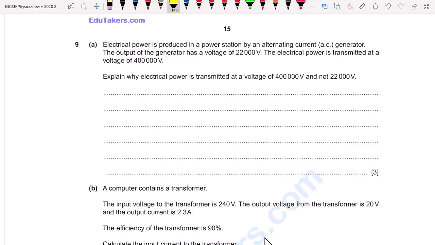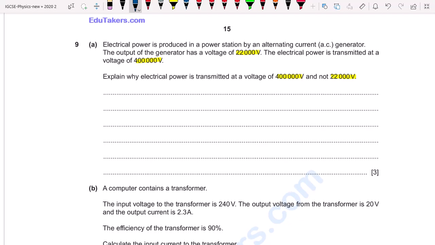Question number 9, part A. Electrical power is produced in a power station by an alternating current AC generator. The output of the generator has a voltage of 22,000 volts. The electrical power is transmitted at a voltage of 400,000 volts. Explain why the electrical power is transmitted at a voltage of 400,000 volts and not 22,000 volts.